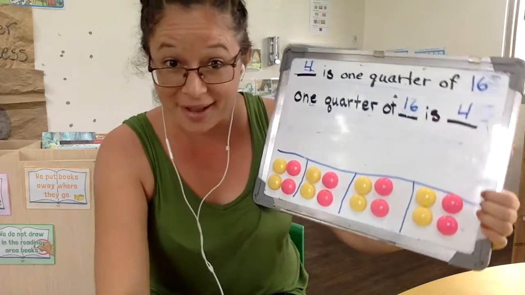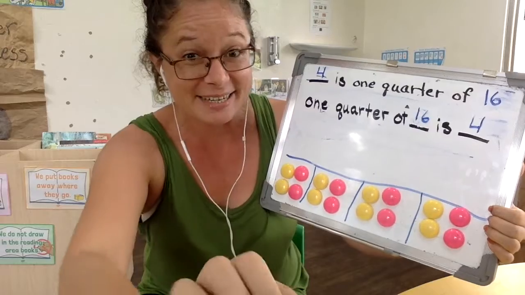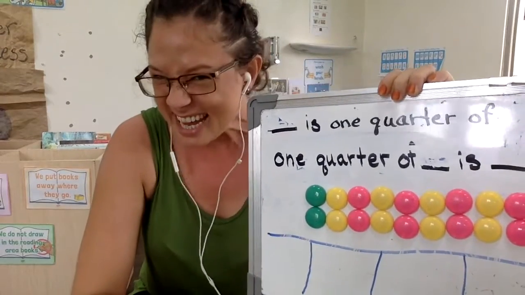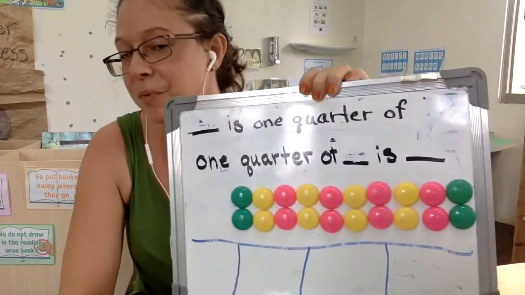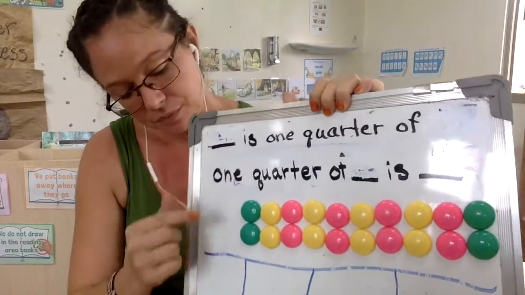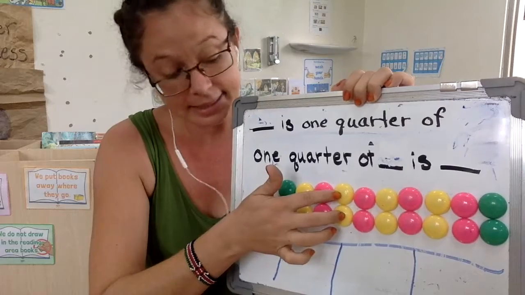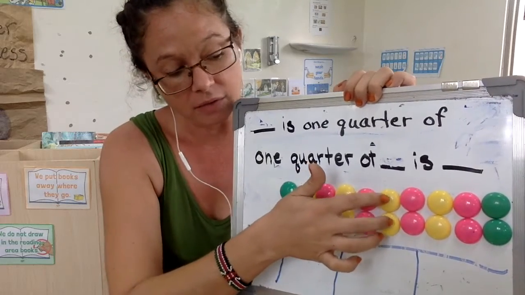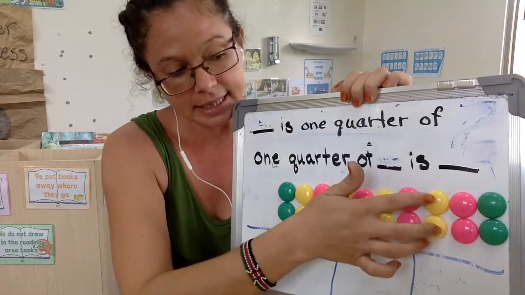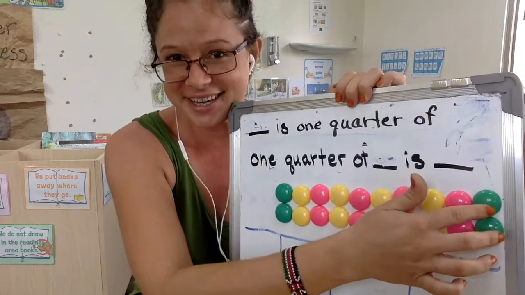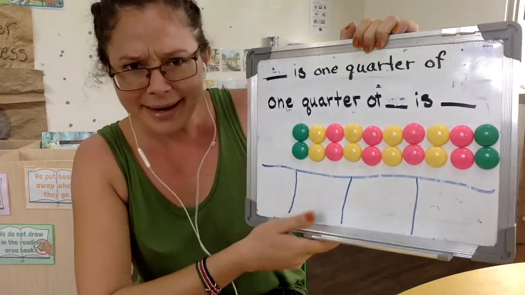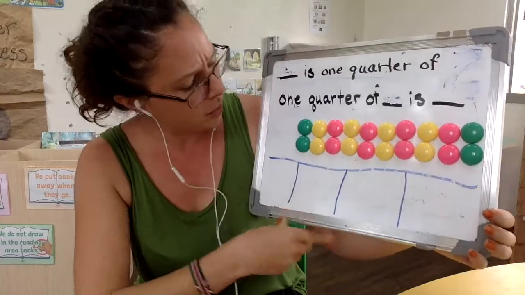Let me find some more magnets and we'll try 20. I think I have 20 magnets here, but will you count with me and check? 2, 4, 6, 8, 10, 12, 14, 16, 18, and 20. All right, now let's find a quarter of 20.